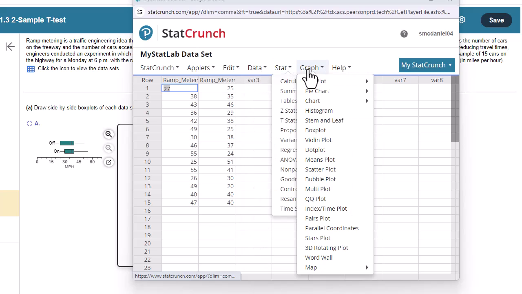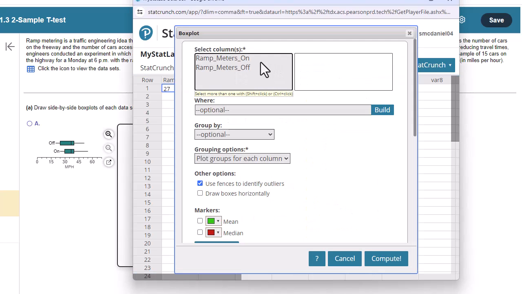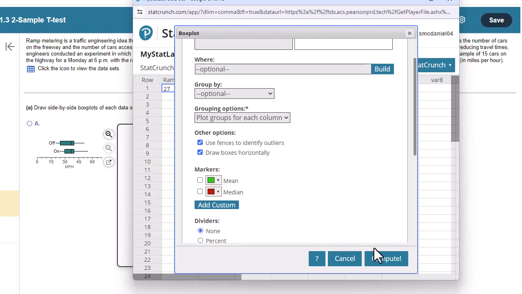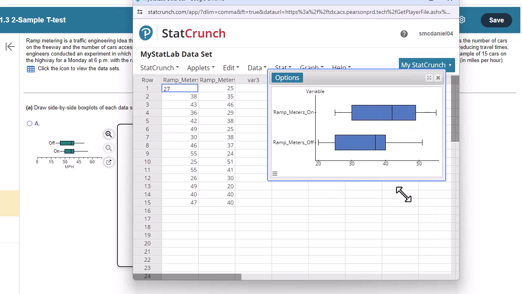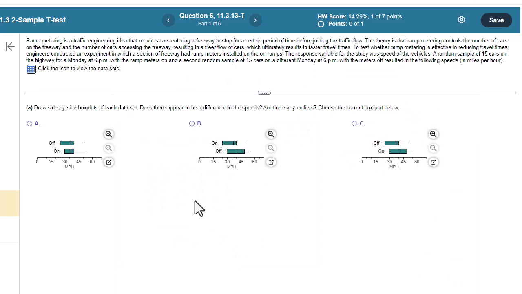Okay, let's go ahead and open up a data set in StatCrunch. We'll go ahead and go to Graph, Box Plots. Select both of these. I like them horizontally, and that's how they have them here. And press Compute. Okay, so which one of those does appear to be?